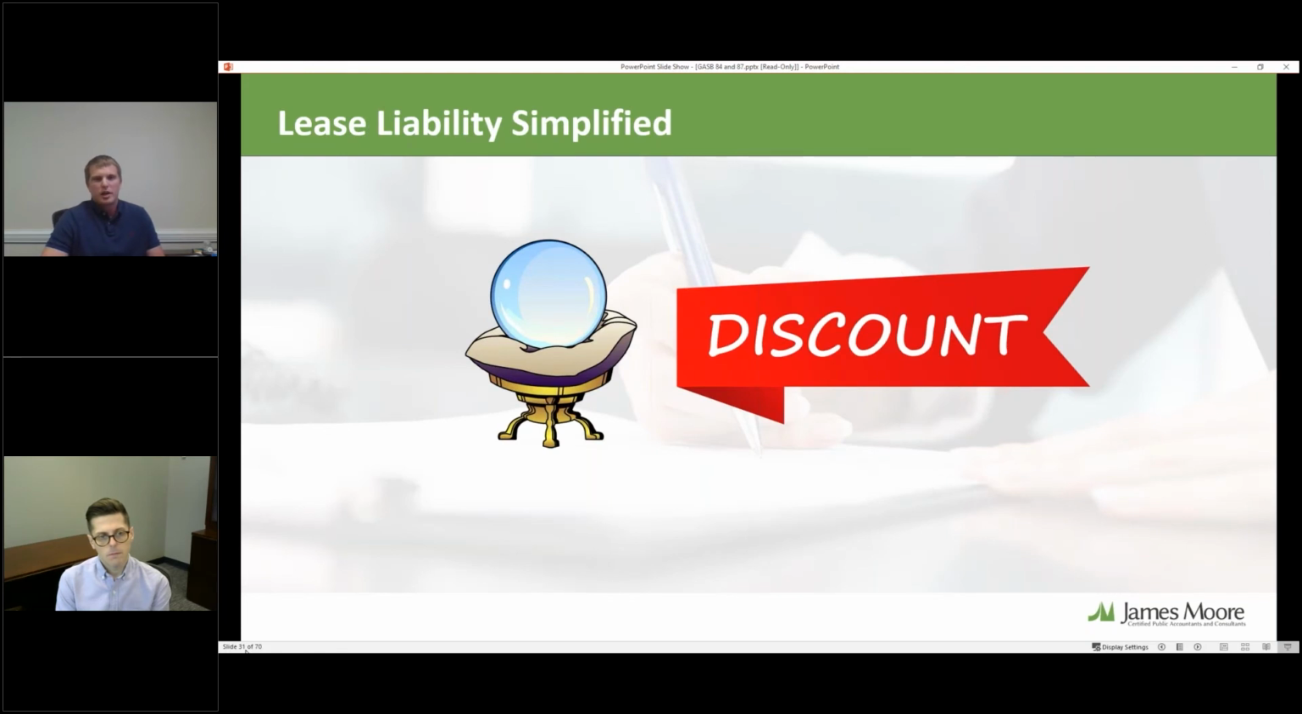All right, so lease liability simplified: what this is supposed to represent is all of the money that's going to be paid over the term of the lease, discounted back into today's dollars. So think of it that way, it's a little bit simpler. Just think about all the money that's going to be paid out over the term of the lease and discount it.